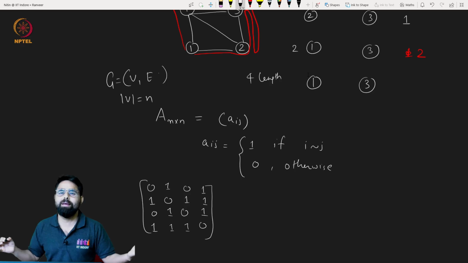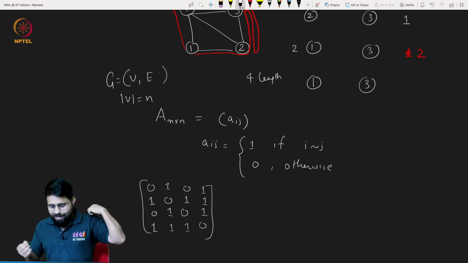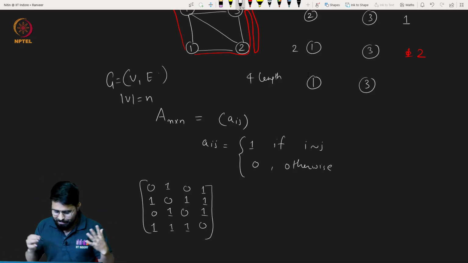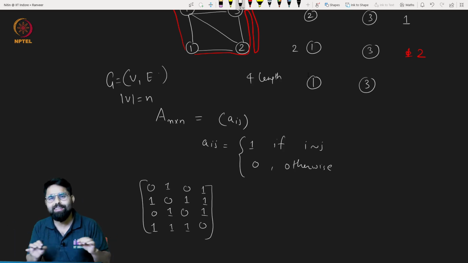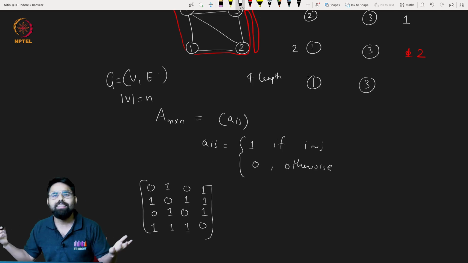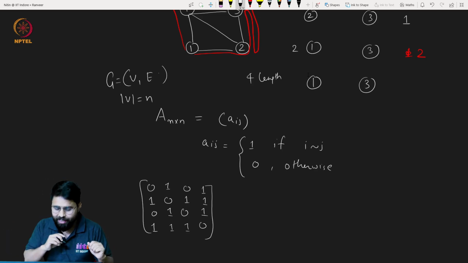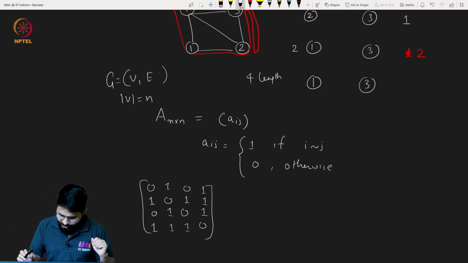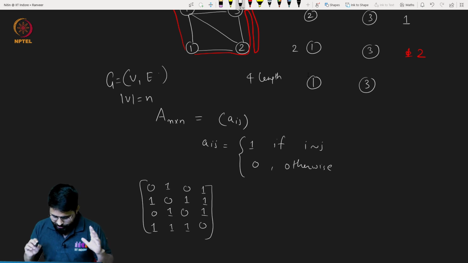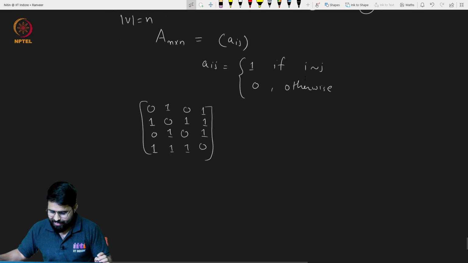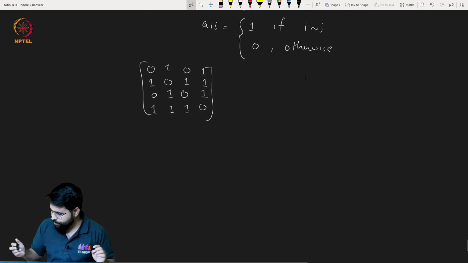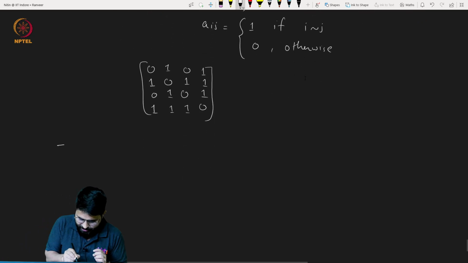This is symmetric, and maybe immediately you can see some properties of this matrix also. If you add each row or each column, you will get the corresponding degree of the vertex. Okay, very good. Now let me write the theorem. The result, a very nice one. So the theorem is this.